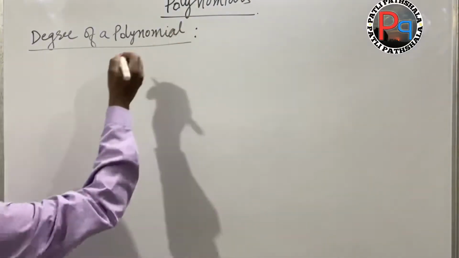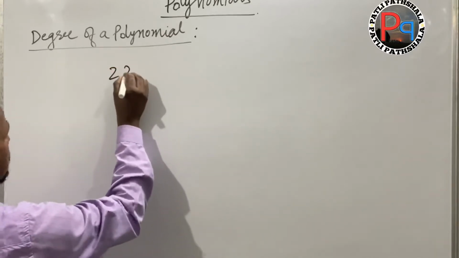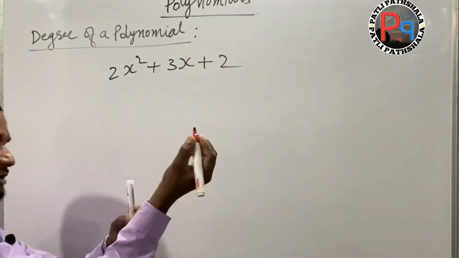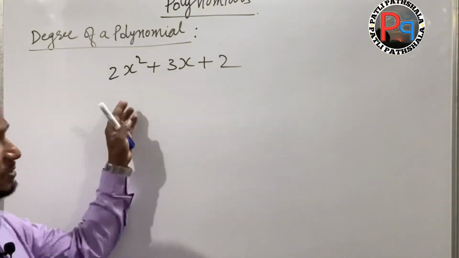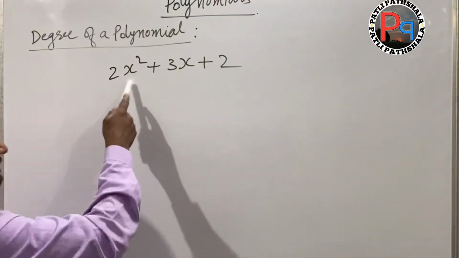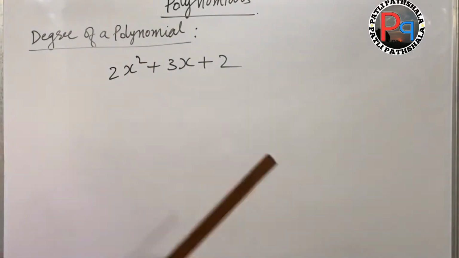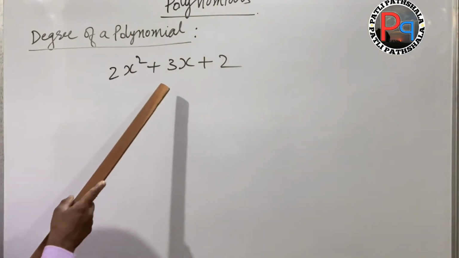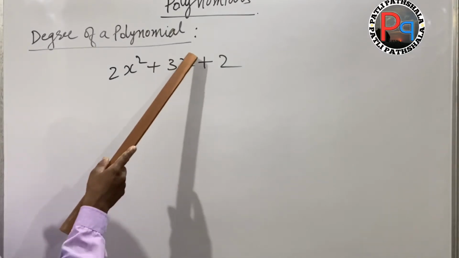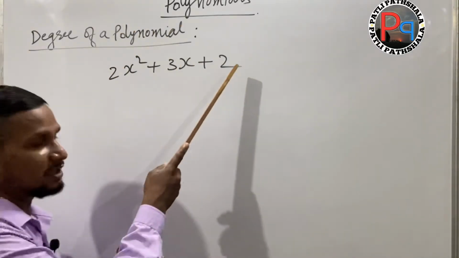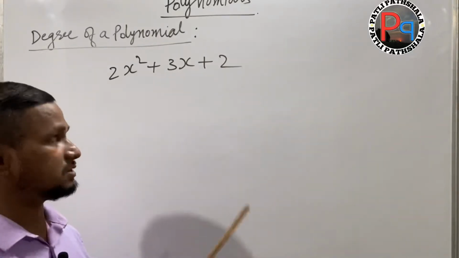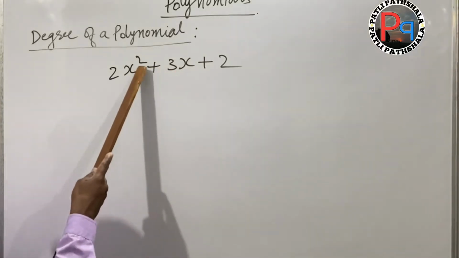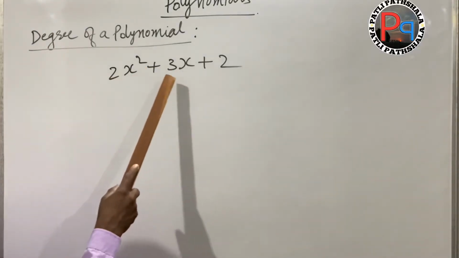First of all we have to decide whether a given expression is a polynomial or not. So for example, here 2x square plus 3x plus 2. This algebraic expression is a polynomial and the variable is x. In the first term the power of x is 2, in the second term the power of x is 1, and in the third term there is no power of x, it means the power of x is 0. So the maximum power of variable is 2. So the degree of this polynomial is 2.